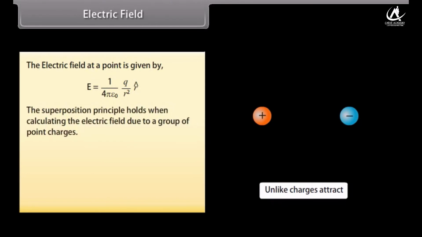The superposition principle holds when calculating the electric field due to a group of point charges. E is equal to E1 plus E2 plus E3 and so on till En. This equation can be written as E is equal to summation from i equals 1 to n of 1 upon 4 pi epsilon naught multiplied by Qi upon Rpi square into Rpi cap.